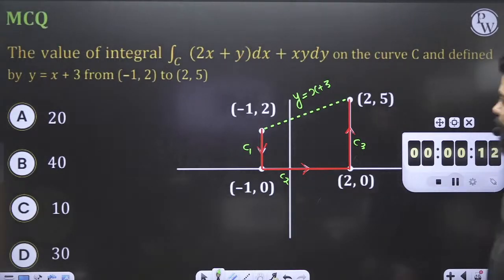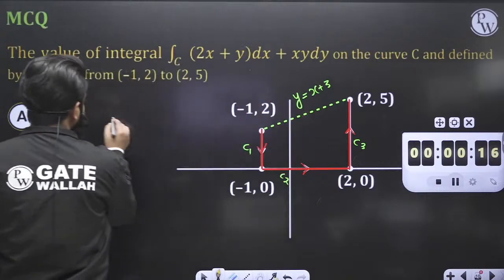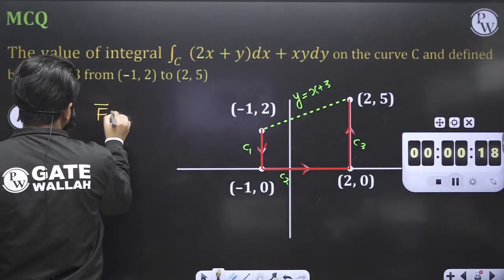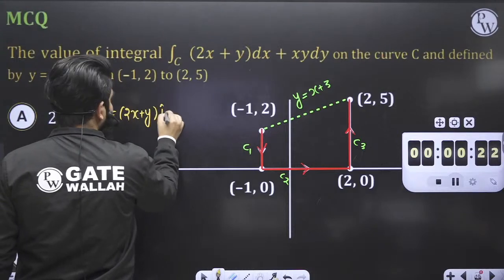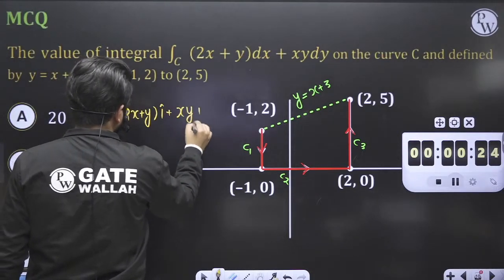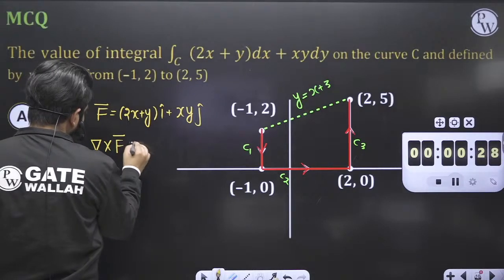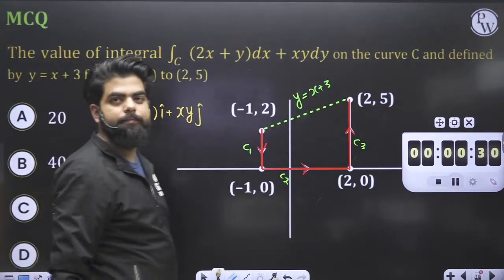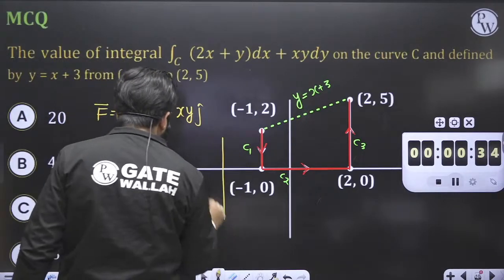You can also calculate del cross f. The f is already given here. F is mentioned as 2x plus y i cap, xy j cap. You can also test it out whether del cross f is 0 or not. Okay. Calculate del cross f. What will be del cross f?